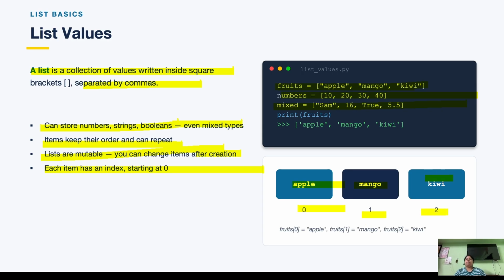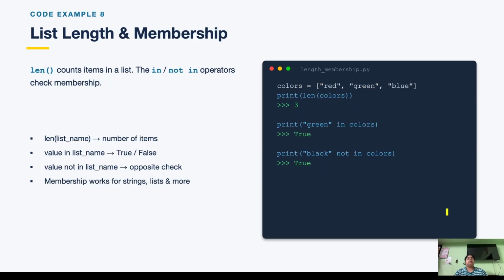If you want to print a specific item at a specific index, you just need to put print, then the name of the list, and then the index, then you will get the value. Coming to the next part, we are here to understand the concept of list length and membership. Length counts the items in a list, and with membership we understand how to check it. To check membership, we just have to know about in and not in.